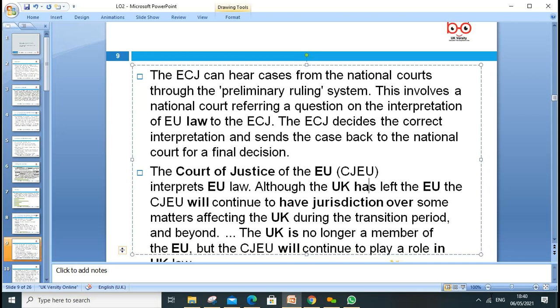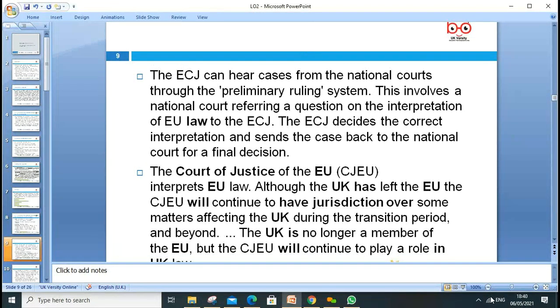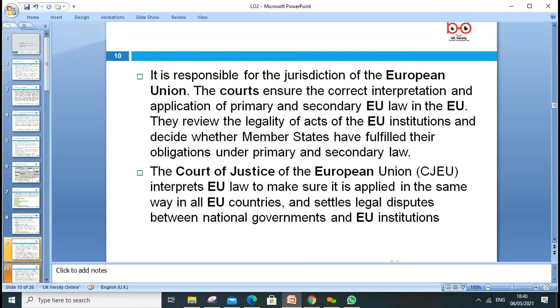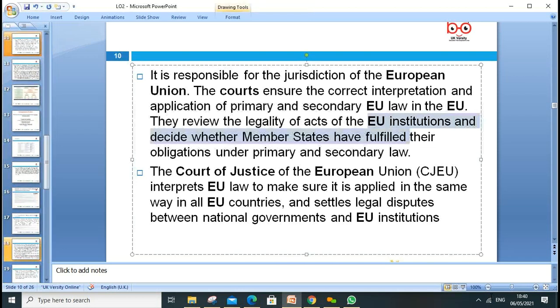The Court of Justice of the EU interprets EU laws, and although the UK has left the EU, the CJEU will continue to have jurisdiction over some matters affecting the UK. The ECJ is quite controversial. That's why the UK left, because there is a lot of legislation the UK is supposed to and must follow. So after Brexit, the UK is not following it fully.